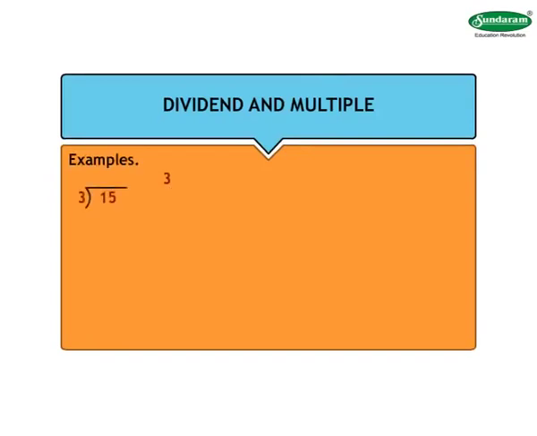Now, let us understand the concept of divisibility and multiples. Let us understand with the help of examples. When we divide 15 by 3, 3 into 5 is equal to 15. Quotient is 5. We do not have any remainder. But when we divide 17 by 3, the quotient is 5. Remainder is 2. Hence, 15 is divisible by 3, but 17 is not divisible by 3.